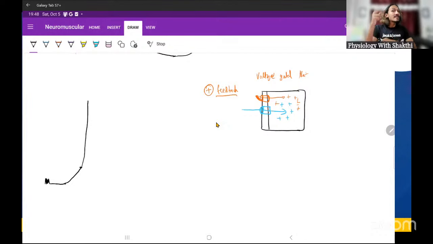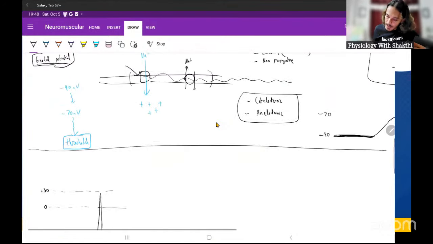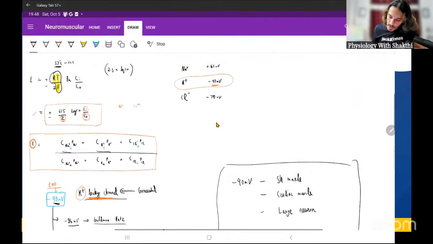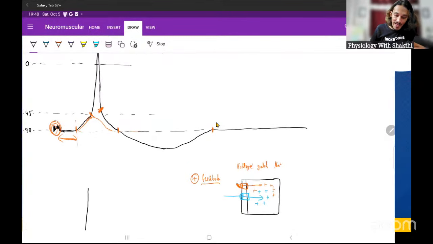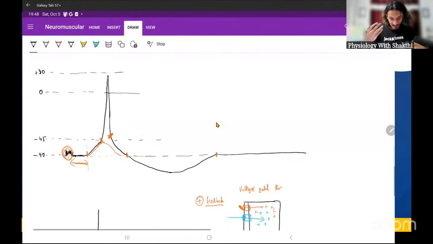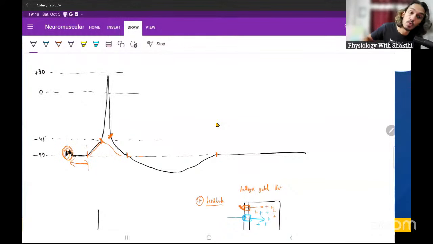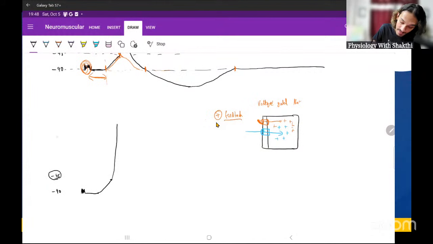So, what is the equilibrium potential of sodium? Plus 61. I talked about it earlier, remember? Equilibrium potential of sodium is plus 61. So, what is happening is, from minus 90, which was the equilibrium potential of potassium, it is trying to go towards the equilibrium potential of sodium. It keeps going up. It goes to 0. It then goes and crosses 0. That is called the overshoot. So this whole phase is what we call depolarization.